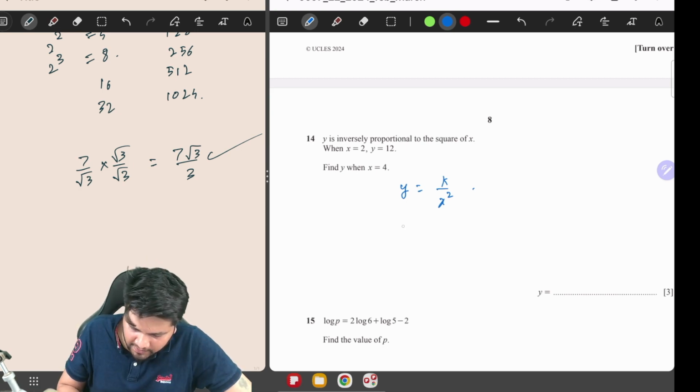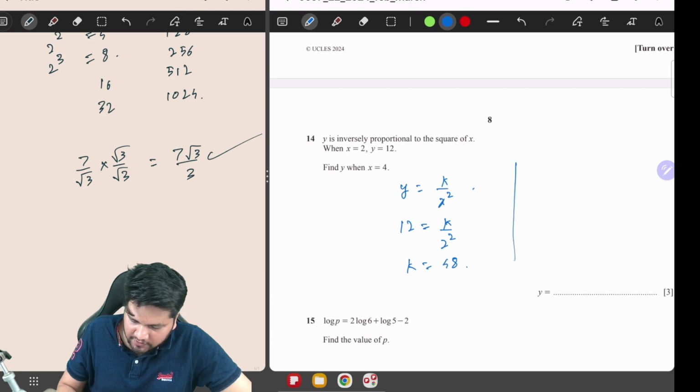So they have already given x is equal to 2, so y is equal to 12. So 12 is equal to k by 2 squared. So k is going to be what? 4 times 12, which is 48. Right? So the equation is y is equal to 48 by x squared.